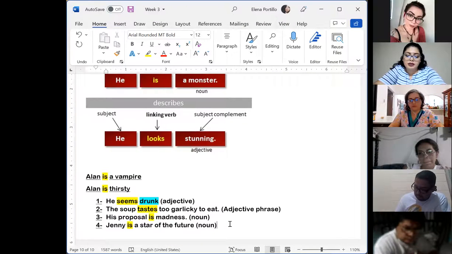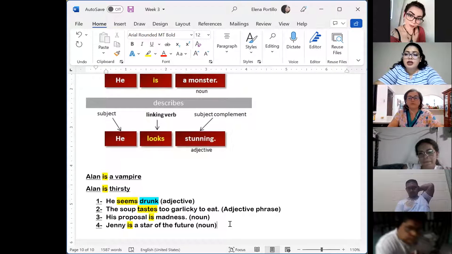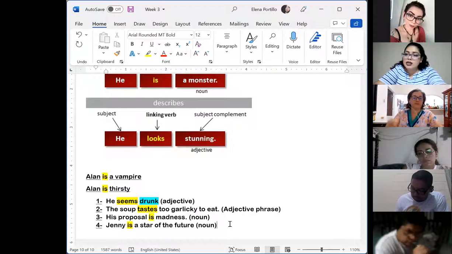Tell me, Elizabeth. I have a question. Tell me. Are all verbs linking verbs? Adverbs? No, in this case, adverbs are not linking verbs.